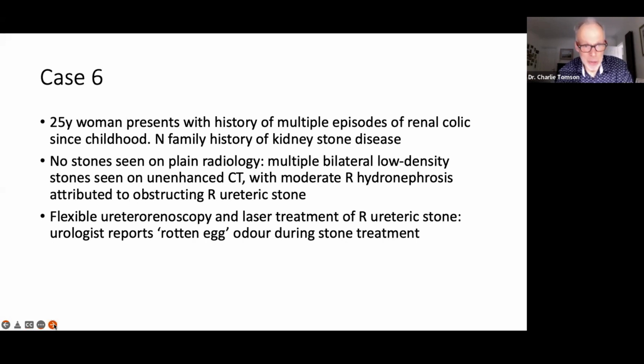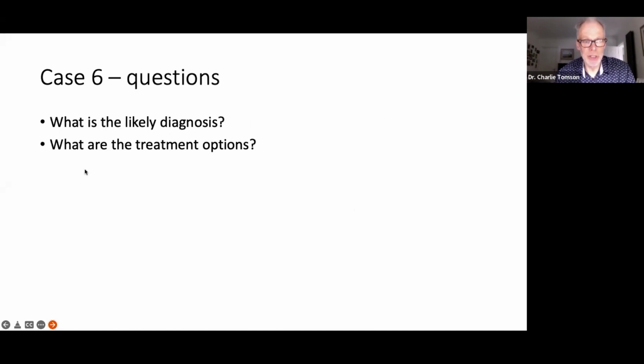25-year-old woman presenting with multiple episodes of kidney stones since childhood. There was no family history of kidney stone disease, and there are no stones seen on plain radiology, but on unenhanced CT, there are multiple bilateral low-density kidney stones with moderate right hydronephrosis. And this patient undergoes flexible ureteroscopy and laser treatment, and the urologist reports a rotten egg odor during stone treatment. I'm giving you all the clues necessary for the diagnosis of this, which I understand to be a relatively rare condition in Africa, but from your reading, what's the diagnosis here?